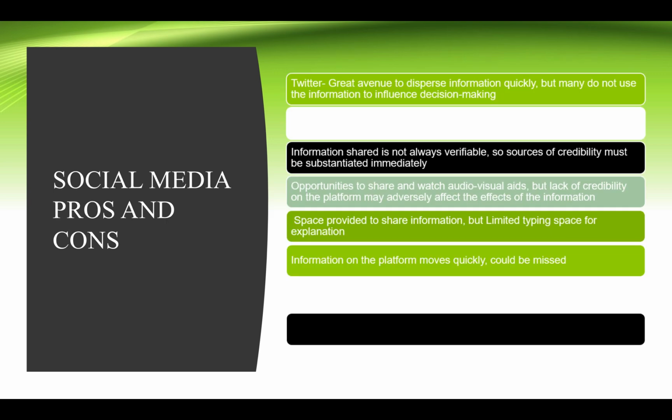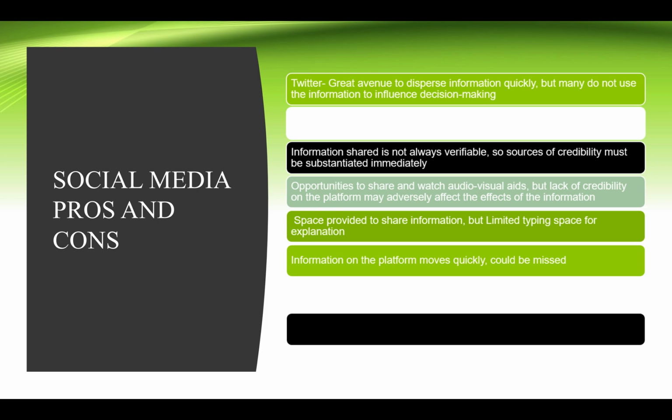And so the second format we'll be using via social media is Twitter. Now, Twitter is a great avenue to disperse information quickly. That's a pro. And a con is many do not use the information to influence decision making, and that can be difficult for us because some people only read the information but don't see the necessity of applying the information they read to their lives.